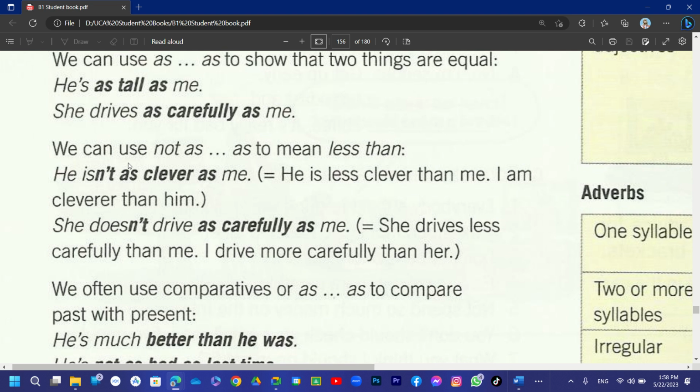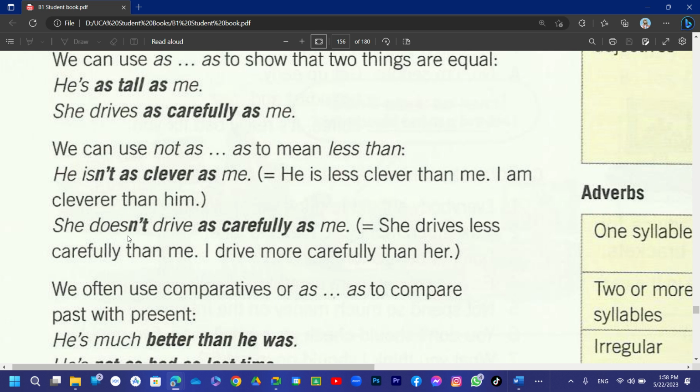And then you have like we can use not as plus adverb or plus adjective plus as to mean less than. Okay, to mean what? Less than. For example, he isn't as clever as me. Okay, it means like he's less clever than me. I am cleverer than him. It means like I know he is clever. Yes, that is right, but not as clever as me. I'm a bit more clever or cleverer, as the majority of the people say.